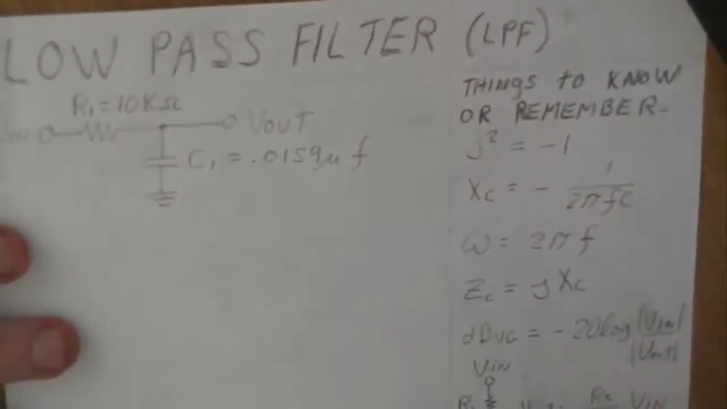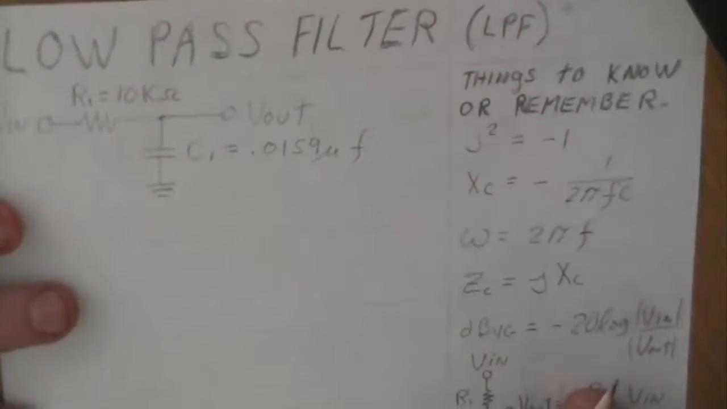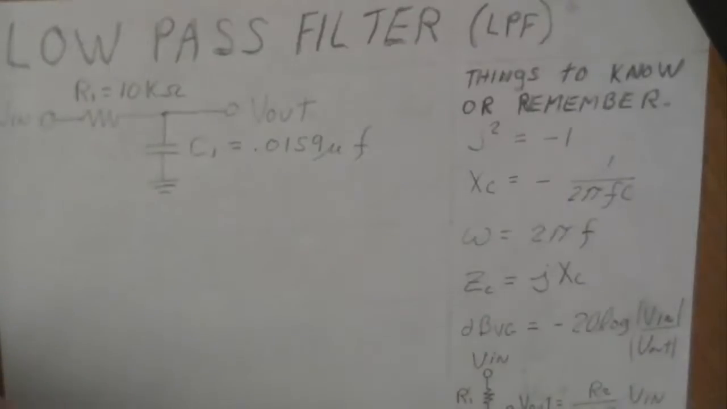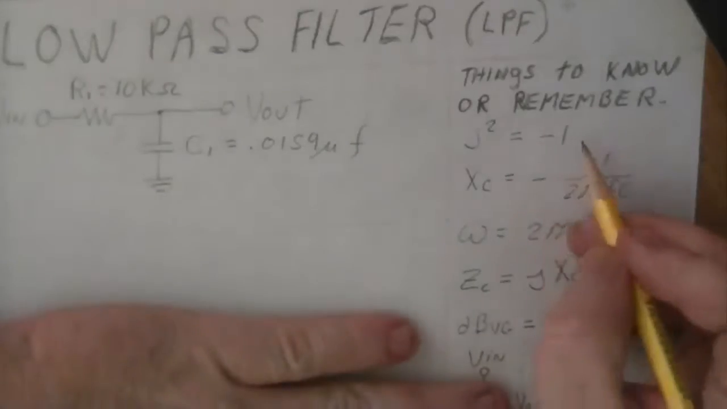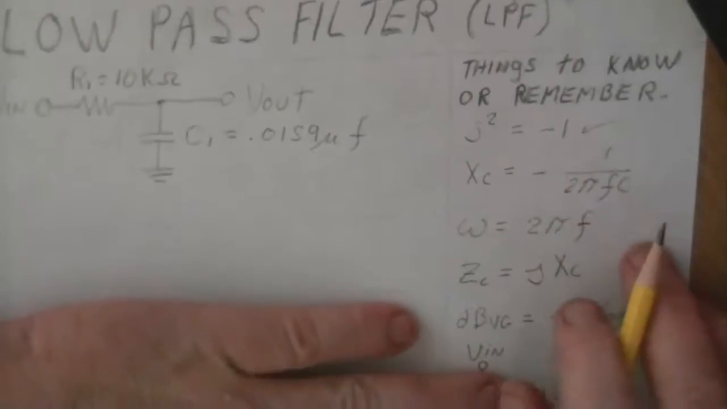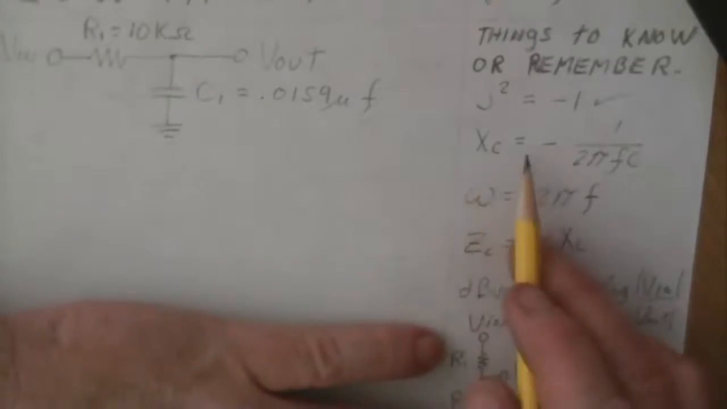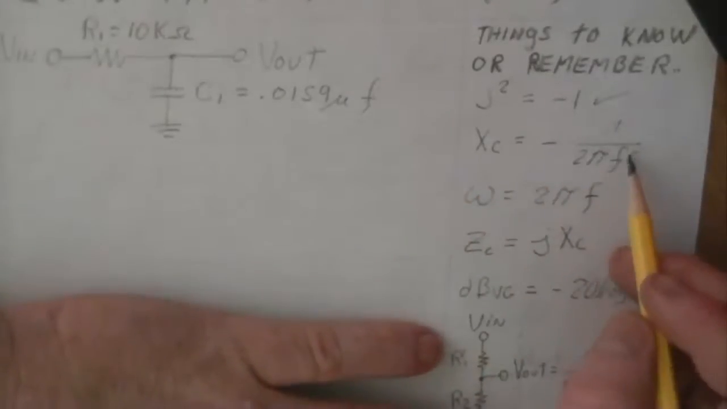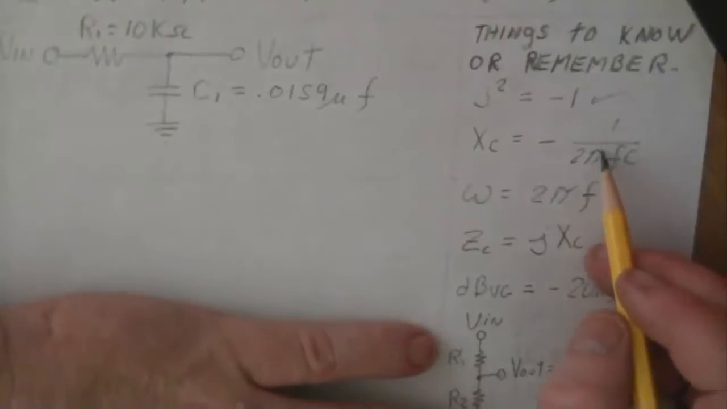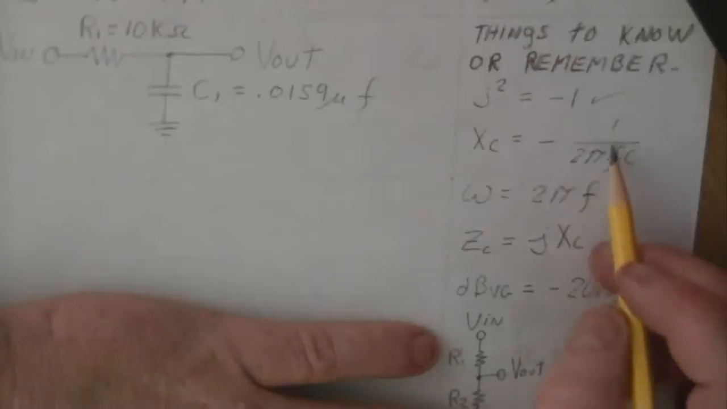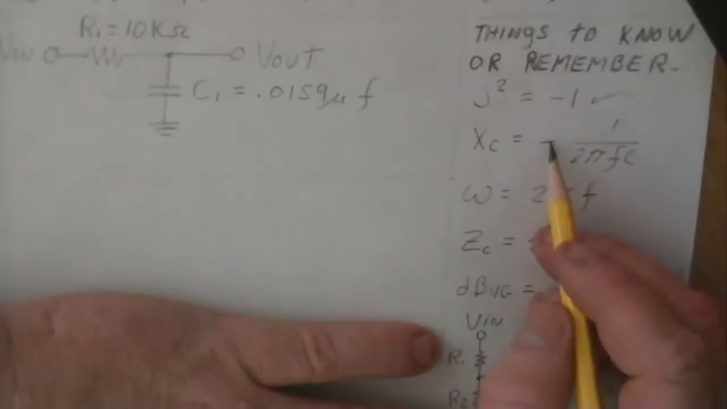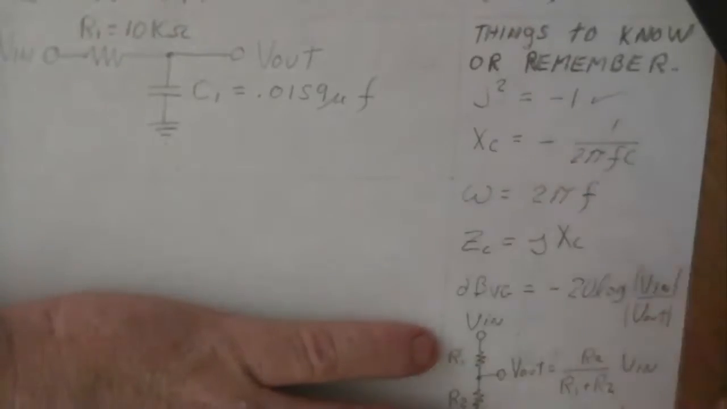The first thing is, you often see j, the imaginary number, is equal to the square root of -1. It's more correct to say that j squared is equal to -1. Second, capacitive reactance is equal to -1 over 2πfC and not 1 over 2πfC, which you sometimes see in videos or books where they neglect to put in the minus sign.